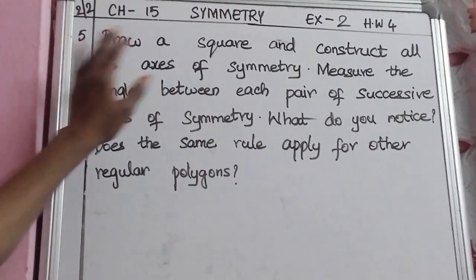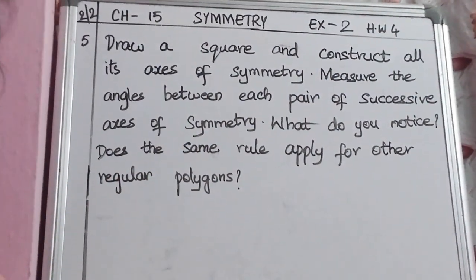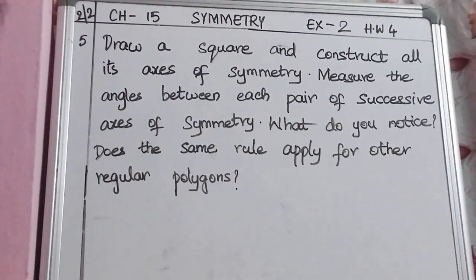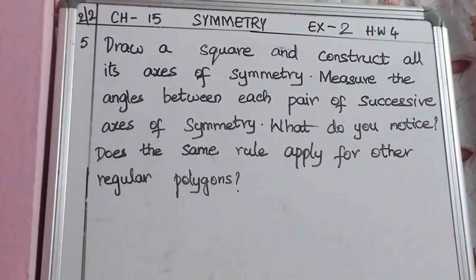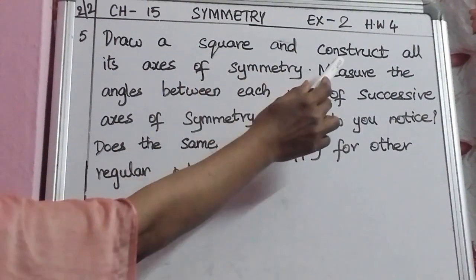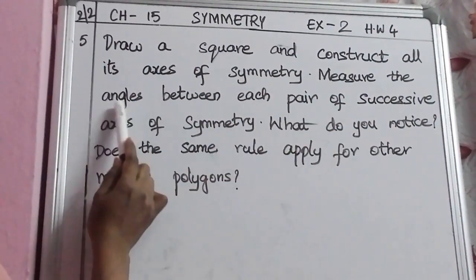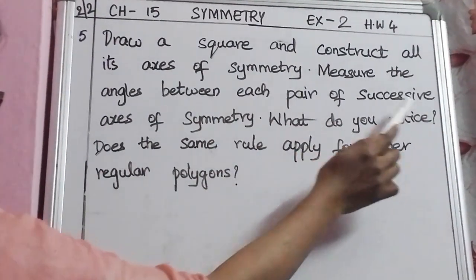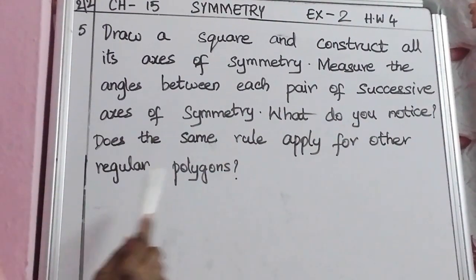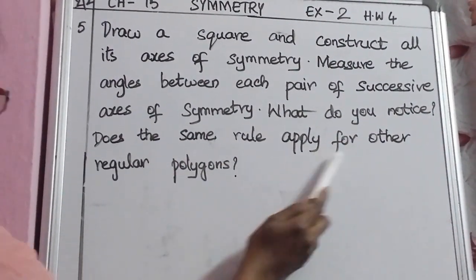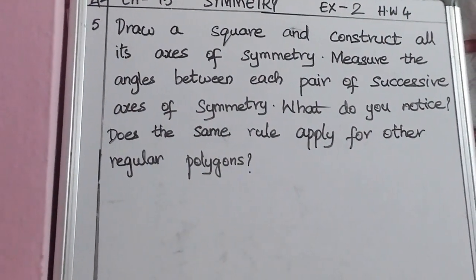Okay, children. So here exercise 2, fourth problem, you have to state whether true or false. True or false, it is easy for you to do, so that is for homework. Let us do the fifth one. Draw a square and construct all its axes of symmetry. Measure the angles between each pair of successive axes of symmetry. What do you notice? Does the same rule apply for other regular polygons? This is the question given.